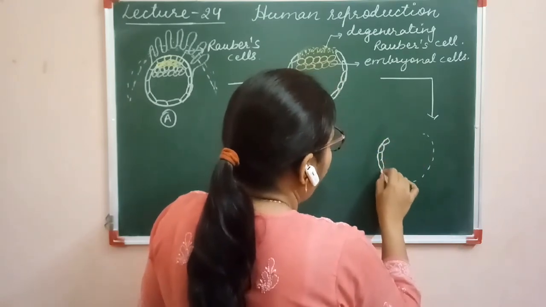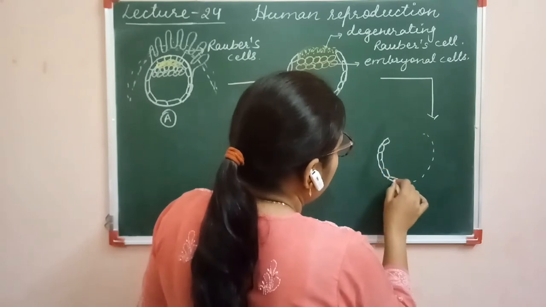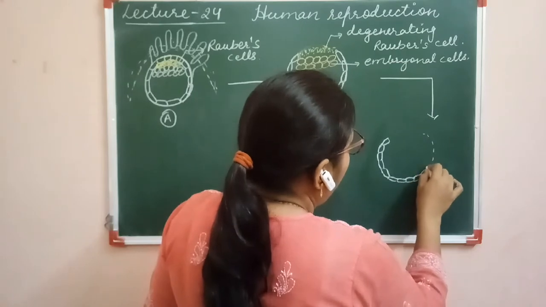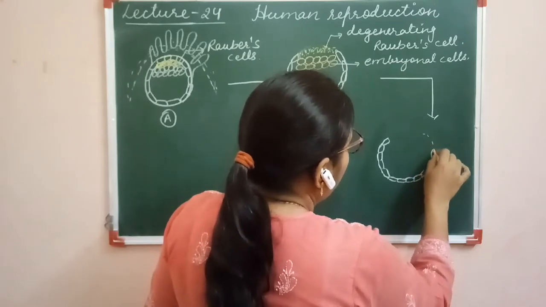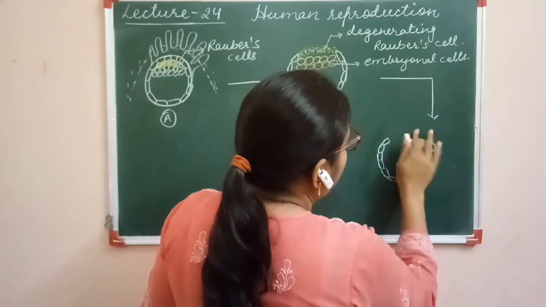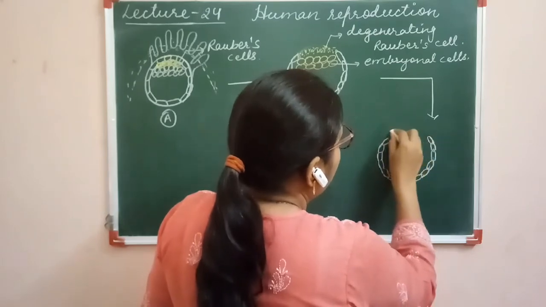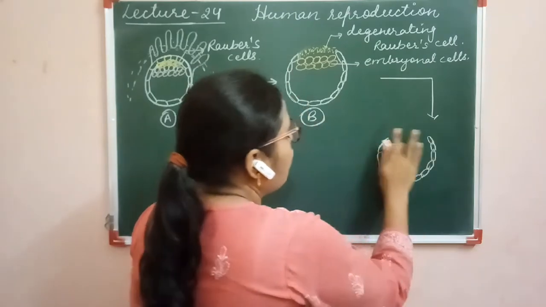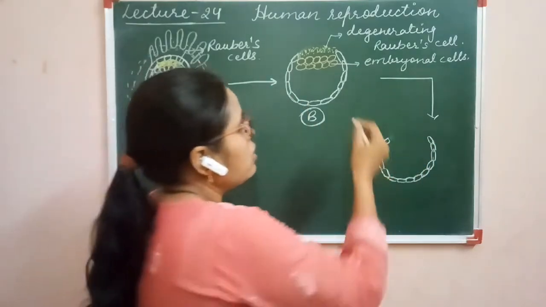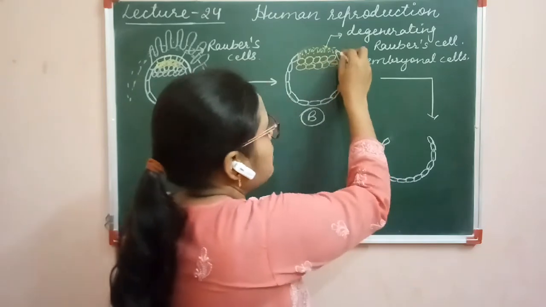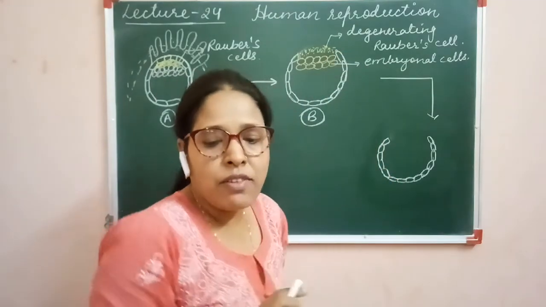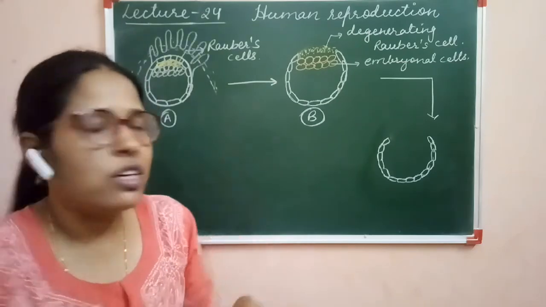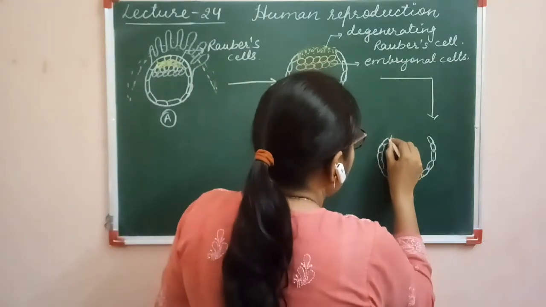The cells of the embryonal axis transversely divide and form two layers. Clear? Here the degenerating Rauber's cells are there, and these cells we are not drawing here. The cells of the embryonal axis start dividing and form a two-layered structure, dividing transversely.